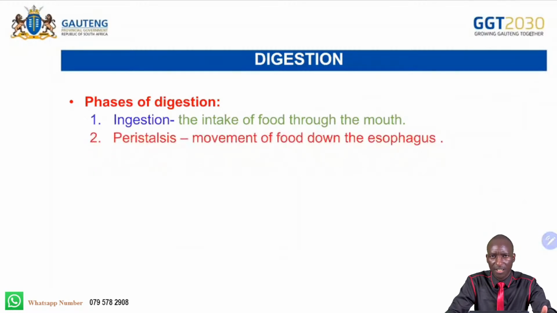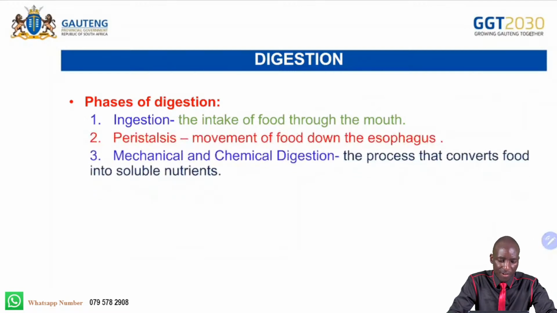Phase number 2, what happens? Peristalsis. So now we've just taken food through the mouth and broken it down through chewing, biting, grinding. We're going to look at this in detail. We then swallow the food, and it has to go down all the way to the stomach. It goes through the long tube called the esophagus, and that process is called peristalsis, the movement of food down the esophagus.